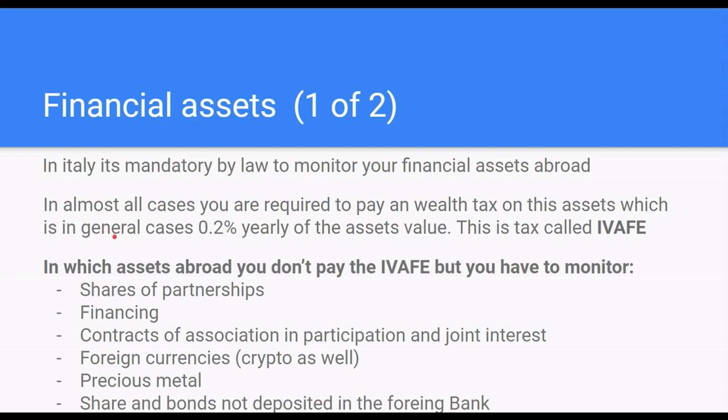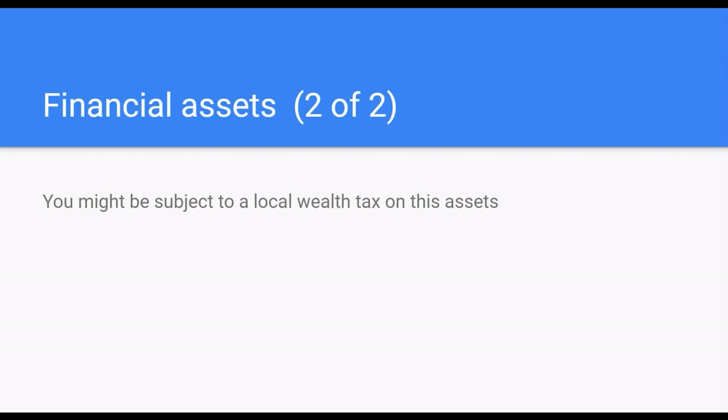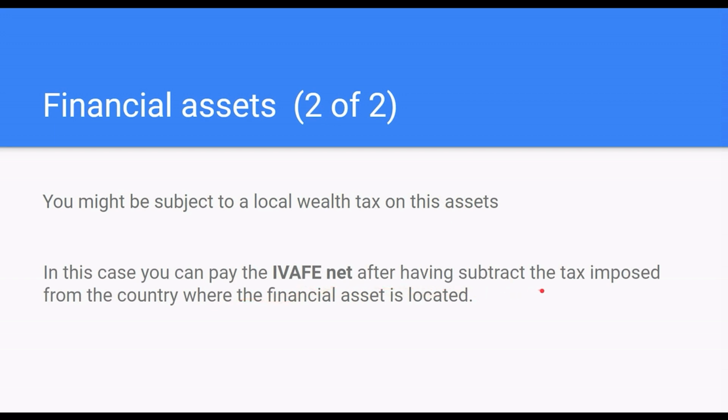In general cases, in principle, you always pay this for everything except for the list that I put here in this slide. For these assets abroad you don't pay the IVAFE, but you just have to monitor them, so you put in your income tax return that you have these specific assets. We're talking about shares in partnerships, financing, contracts of association in participation and joint interest, foreign currency, precious metals like silver, gold, whatever, and also bonds not deposited in a foreign bank. You might be subject to a local wealth tax on these assets. Of course, the country where you have these financial assets might also impose some wealth tax. In case this happens, no problem. You can pay the IVAFE net after having subtracted the tax imposed by the country where the financial asset is located.